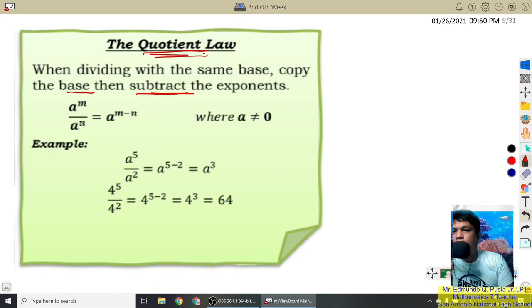So a raised to m over a raised to n is equal to a raised to m minus n, where a must not be equal to 0. This only signifies that if a becomes 0, the operation becomes undefined. So these are just the limitations on this law. So a can be any number except 0. So a to the fifth divided by a squared, we can rewrite it this way.